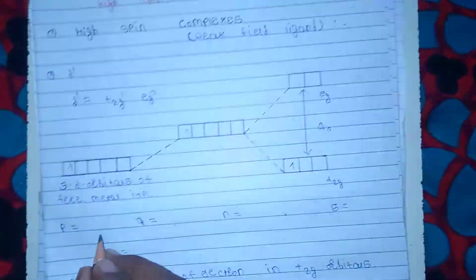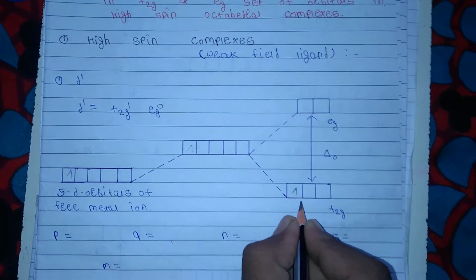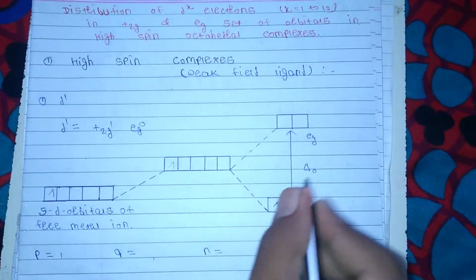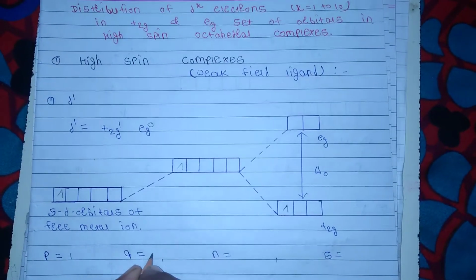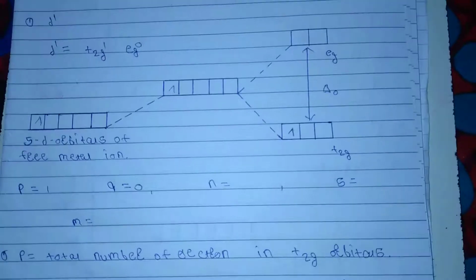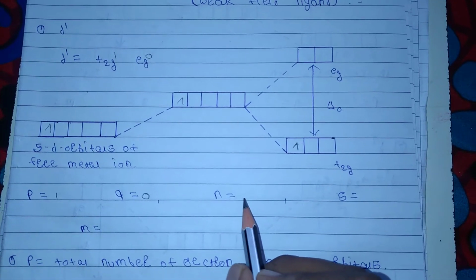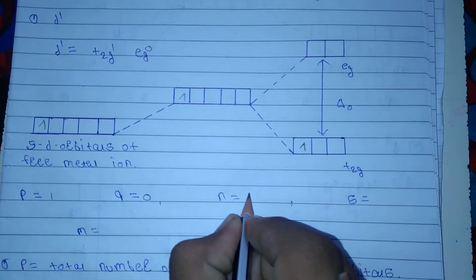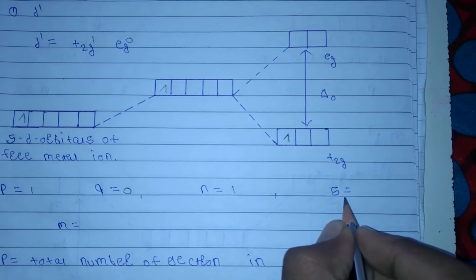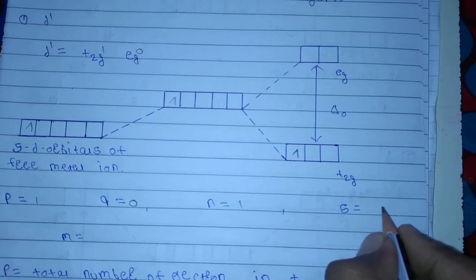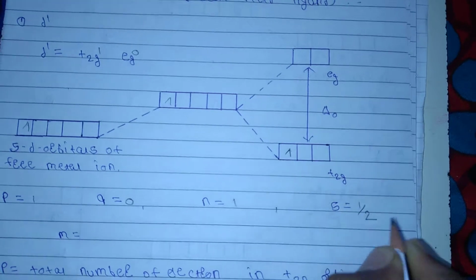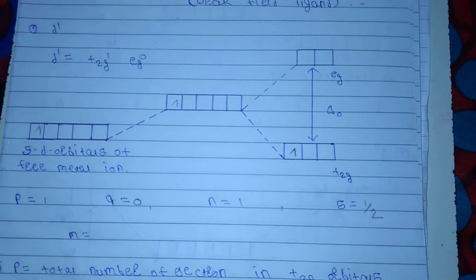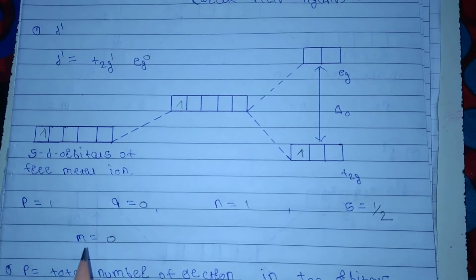Then find out the P. P means the total number of electrons present in t2g, which is 1. Q means the total number of electrons present in eg, which is 0. The third is N. N means the total number of unpaired electrons in the t2g and eg sets of orbitals, which is 1. S is the resultant spin, N by 2, which is 1 by 2. And M is the total number of paired electrons in the t2g and eg orbitals, which is 0.